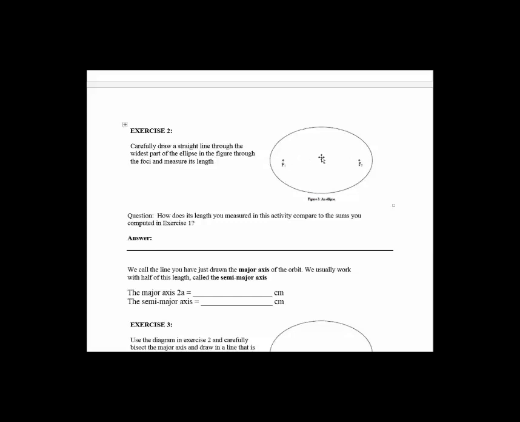Now, very often we deal with a distance called the semi-major axis. The semi-major axis is 1/2 of the length of the major axis. So record and measure 2A, where we use A for the semi-major axis and 2A for the major axis. So record the length of 2A and then the length of A.